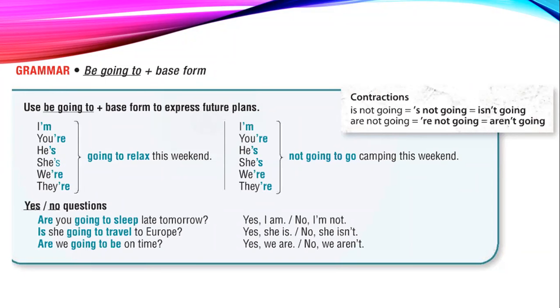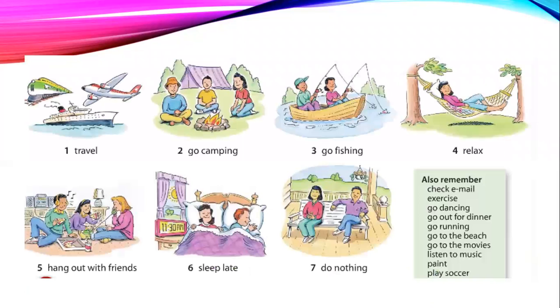No? Okay, so let's continue, right? Let's practice. Ahora sí vamos a la práctica real, right? Natural setting. Listen, please. Vocabulary. More leisure activities. Read and listen. 1. Travel. 2. Go camping. 3. Go fishing. 4. Relax. 5. Hang out with friends. 6. Sleep late. 7. Do nothing. Now listen again and repeat.